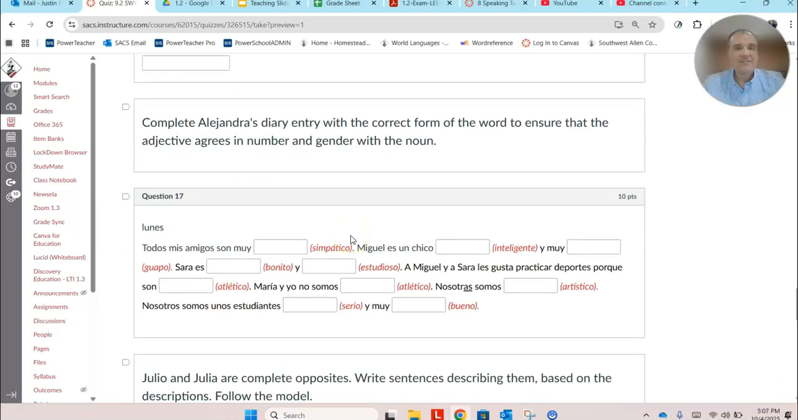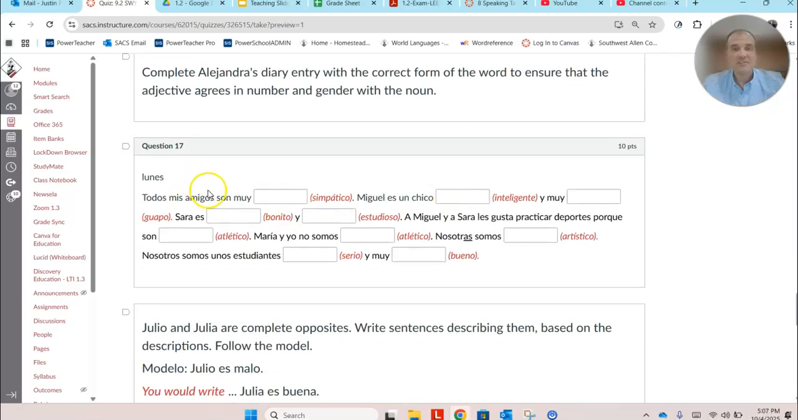And then from here it says complete Alejandra's diary entry with the correct form of the word to ensure that the adjective agrees in number and gender with the noun. All right, so this is the diario entry, and again, written by Alejandra. And as you read through here, we've got to decide which form of the adjectives we need. So let's do the first one together. Todos mis amigos son muy, and it says simpático over here. So I have to determine, is it simpático or is it simpática, simpáticos or simpáticas? All right, because there could be one of those four options.